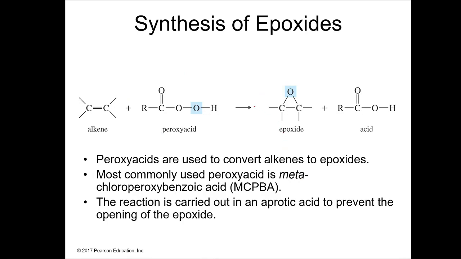So epoxide synthesis, we covered back in the alkene chapter. You take an alkene, you treat it with mCPBA, which is just a peroxy acid, and you form an epoxide plus a carboxylic acid. You do it in an aprotic solvent to prevent the opening of the epoxide.